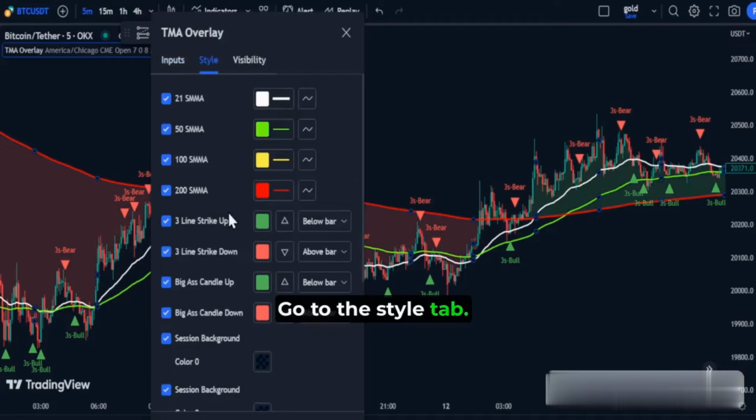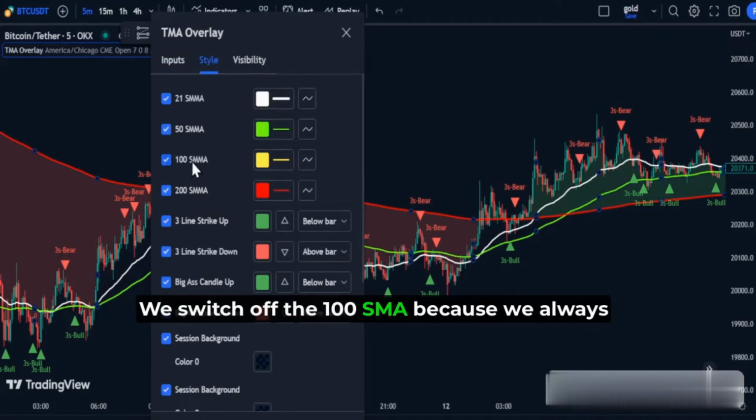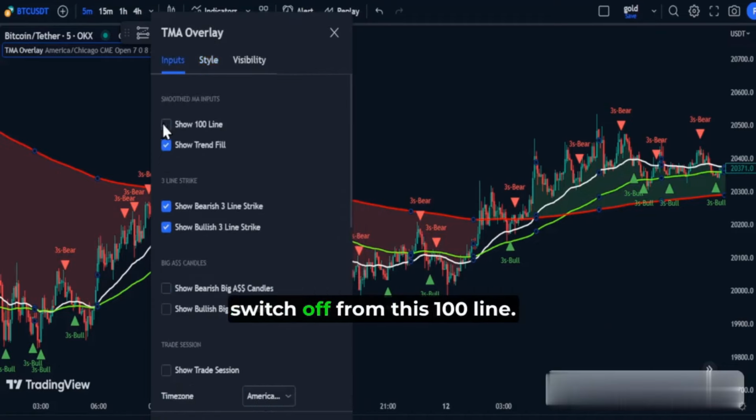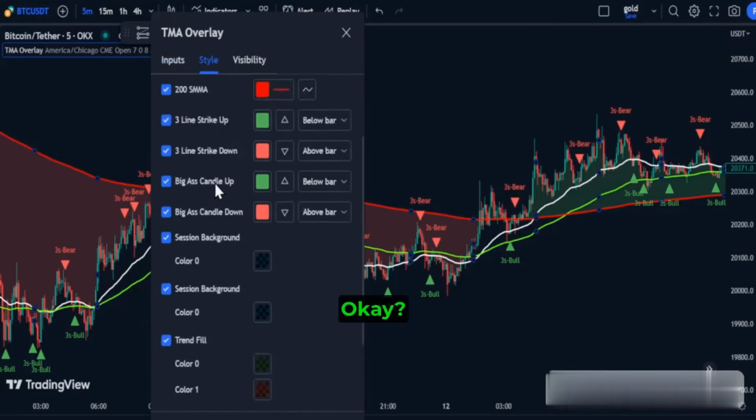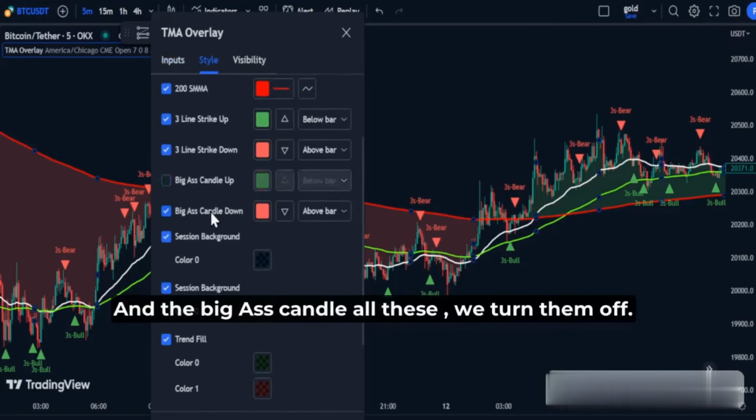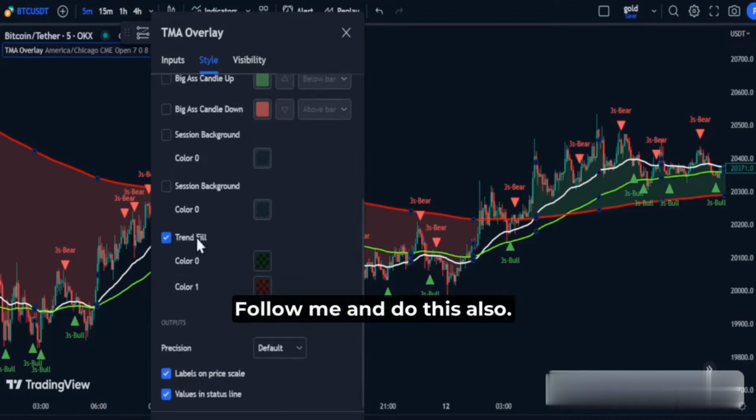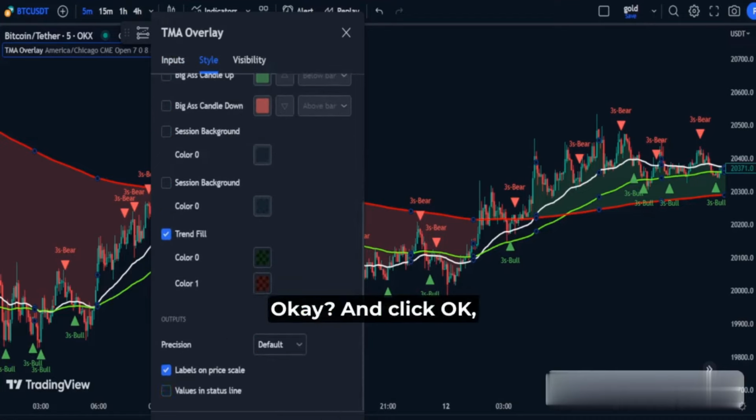Go to the style tab. We switch off the 100 SMA because we already switched off this 100 line. Okay, and the big S candle, all this we turn them off. Follow me and do this also. Okay, and click OK.